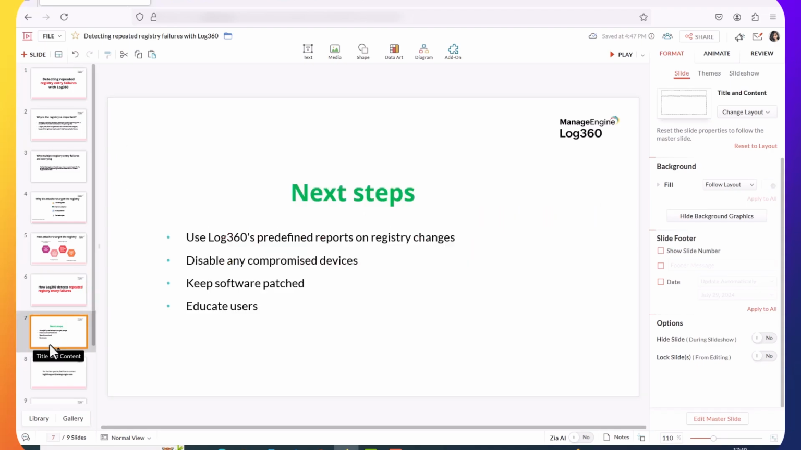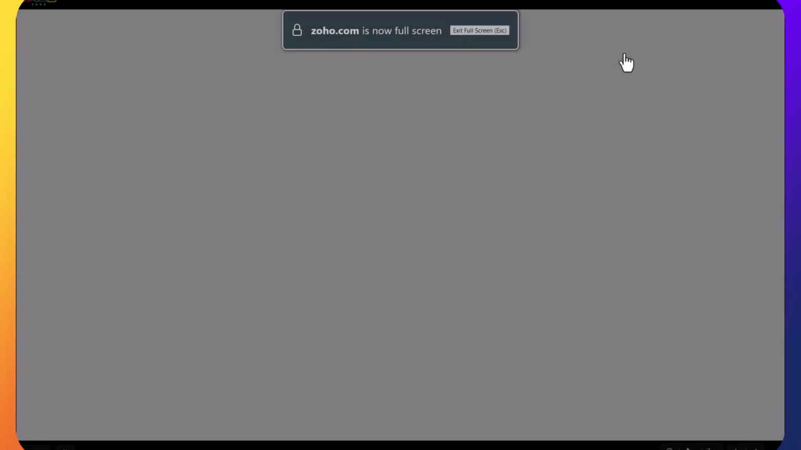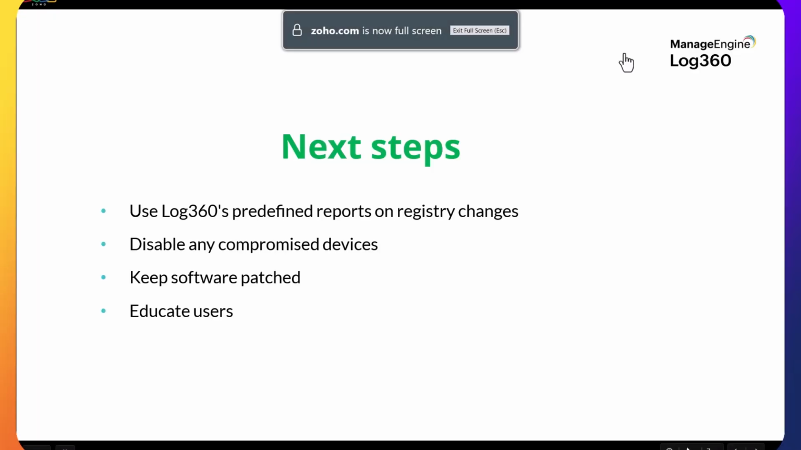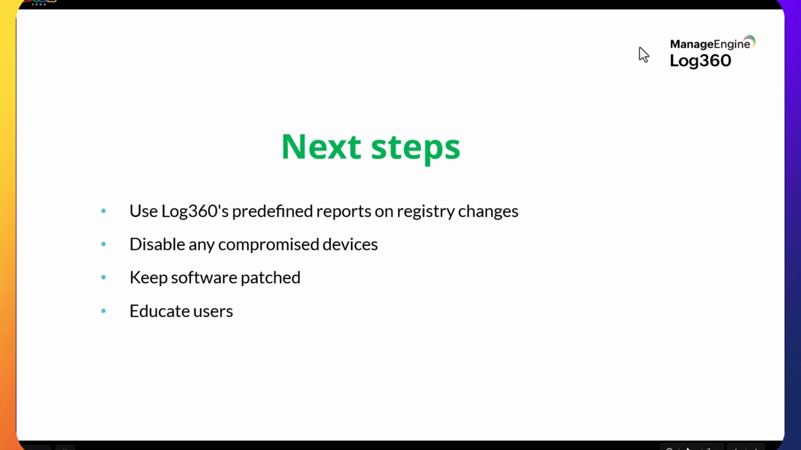Now here are some next steps to take if you notice failed registry entry attempts. You can proactively look for all registry modifications by using Log360's predefined reports and then investigate if these modifications were legitimate. This information can be found under the report category called Registry Changes. Apart from registry modifications, you can also see information about other registry-related activity like creations, deletions, accesses, and more.